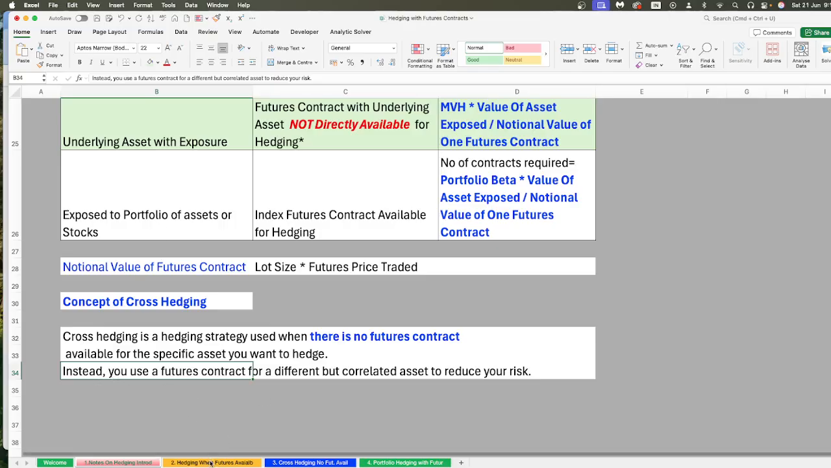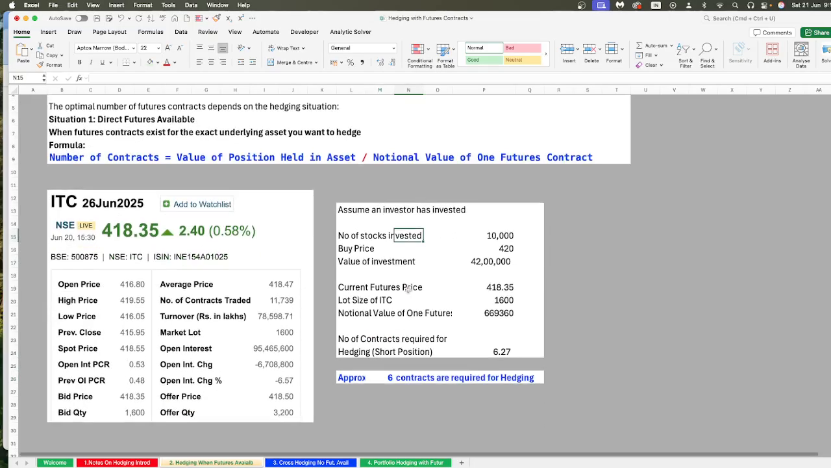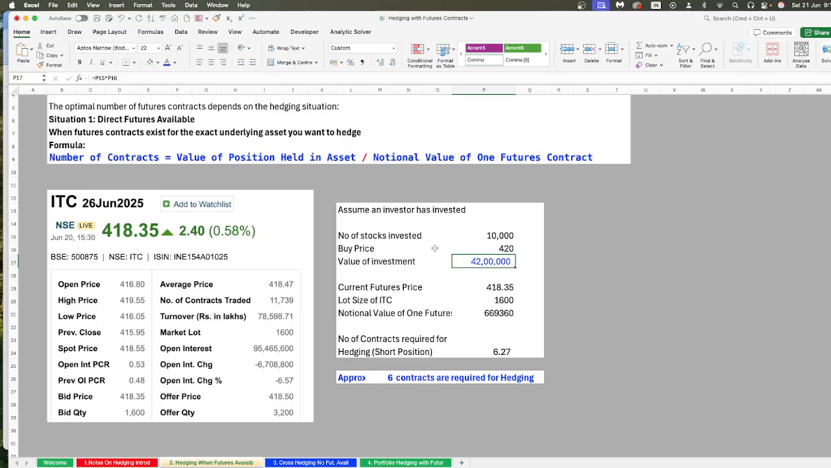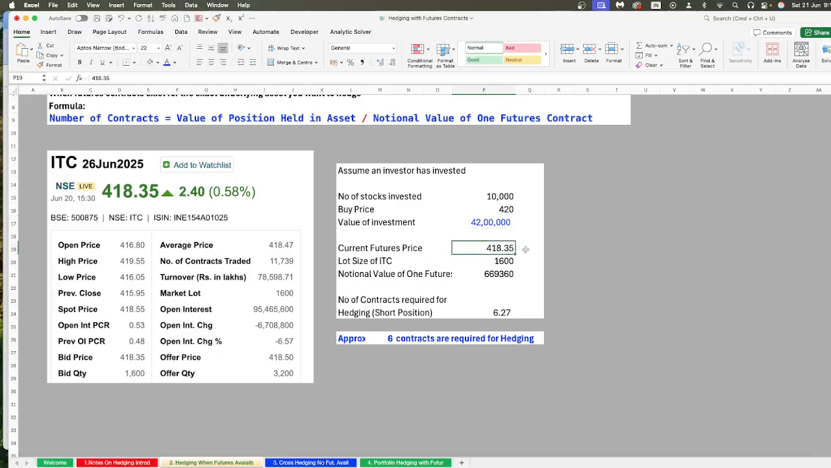Let's quickly go into the first situation. The first situation is where you have a long position on a stock or an asset. Let's take this example. Let's say an investor has invested in 10,000 stocks, bought ITC stocks at 420. So the overall value of the portfolio is 42 lakhs. Now, let's say that he wants to hedge for 1 month. The current futures price is 418.35 with a lot size of 1600. So the notional value of the futures contract is 6,69,000.